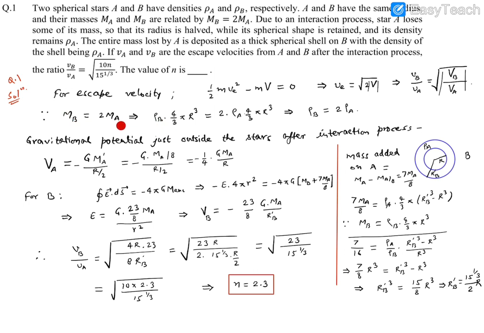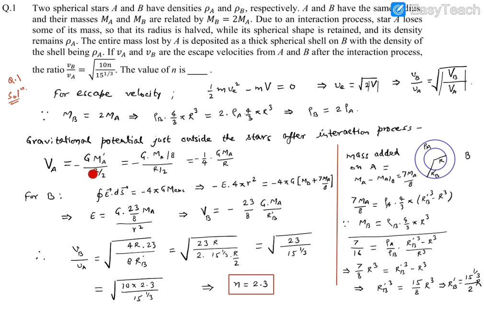So we can convert these masses into density times volume. And since the radii are identical, you'll find the density of B will be equal to twice the density of A. So wherever required, we will be using this. Now the gravitational potential just outside these stars after the interaction process can be calculated as follows. Potential outside sphere 1, if it is a uniform mass distribution, is given by minus GM upon r.